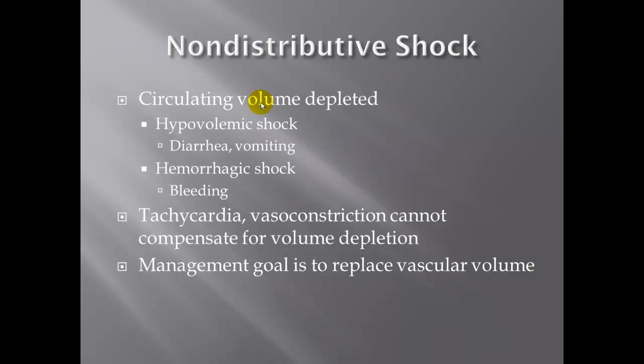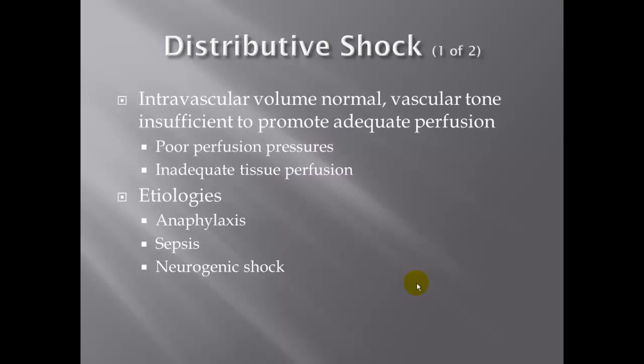Non-distributive shocks. Circulating volume is depleted. We can see this in hypovolemic shock, and that would be from diarrhea or vomiting, some contributing causes there. Hemorrhagic shock from bleeding. 80 milliliters per kilogram would be the total blood volume. If you spill more than 50% of that, that will generally thrust you into irreversible shock. Tachycardia and vasoconstriction cannot compensate for the volume depletion. Remember, these patients don't increase the contractile force strength. Management goal is to replace vascular volume.